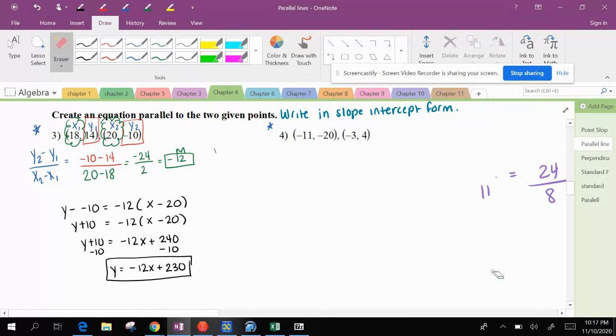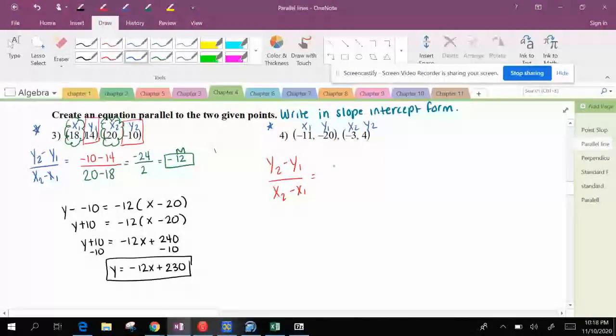My old notes are on here. Same exact thing we're going to do for the second problem. Use the formula y2 minus y1 over x2 minus x1. We're labeling the points here: x1, y1, x2, y2. I have positive 4 minus a negative 20 over negative 3 minus a negative 11.